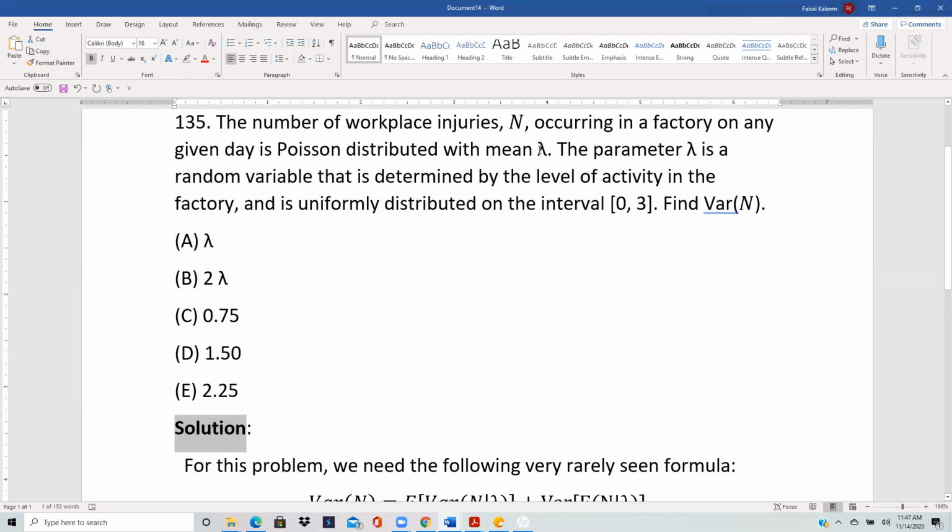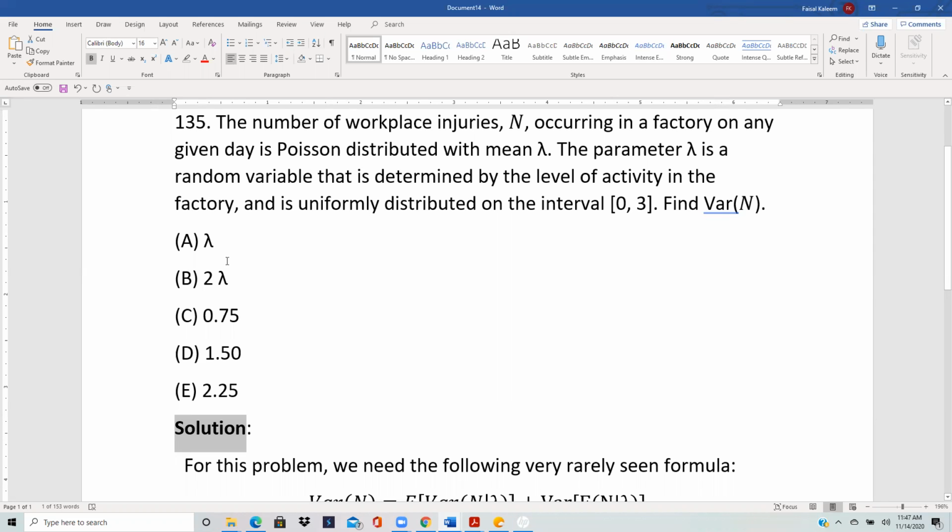Now, the first reaction of some students here might be that N is Poisson with mean lambda, and we know that for a Poisson, mean and variance are equal. So why isn't the answer just lambda? Because lambda is the mean, so the variance should also be lambda. Now that's fine, but since here we are given some more information about lambda, we can use that information to find a numerical value of lambda. Therefore, A is not the right choice.